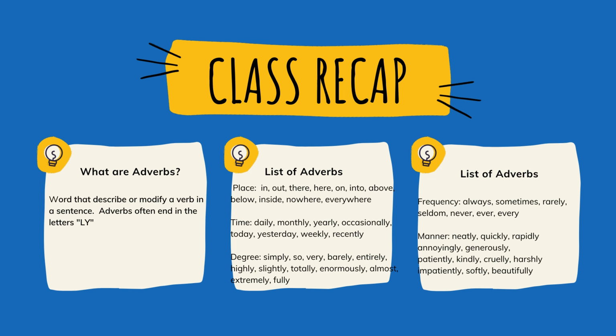So let's do a recap. What is an adverb? It's a word that describes or modifies the verb in a sentence. Adverbs often end in the letters ly, but not always. Lists of adverbs. Adverbs of place: in, out, there, here, on, into, above, below, inside, nowhere, everywhere.